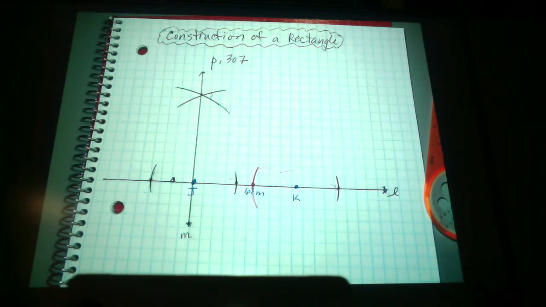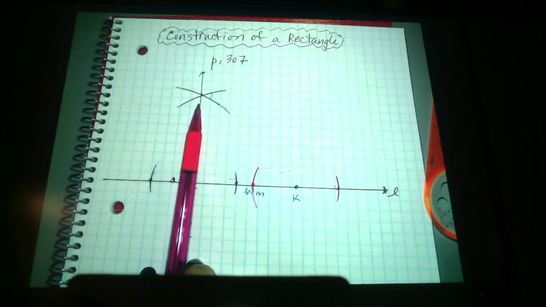The same distance that you used from here to get here, you use the same distance from here to get there. Do I need to stop? Are some of you a little lost? Okay. So I'll pause. Is anybody still stuck here at X marks the spot?